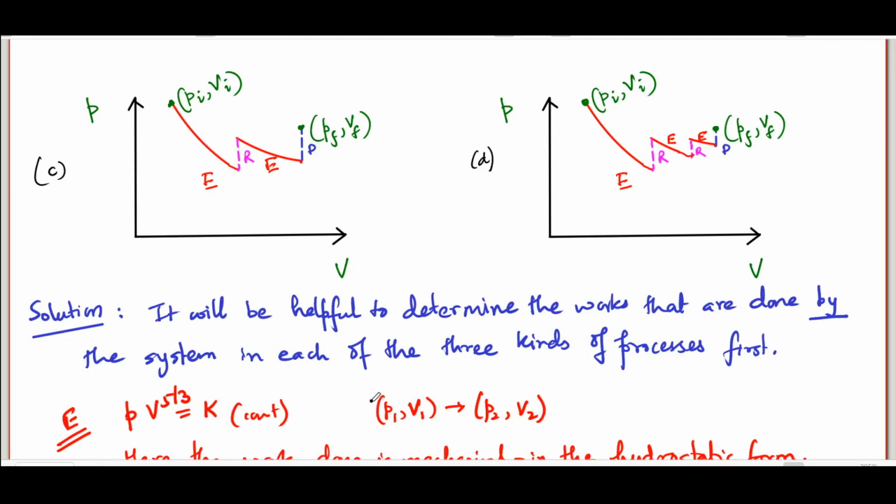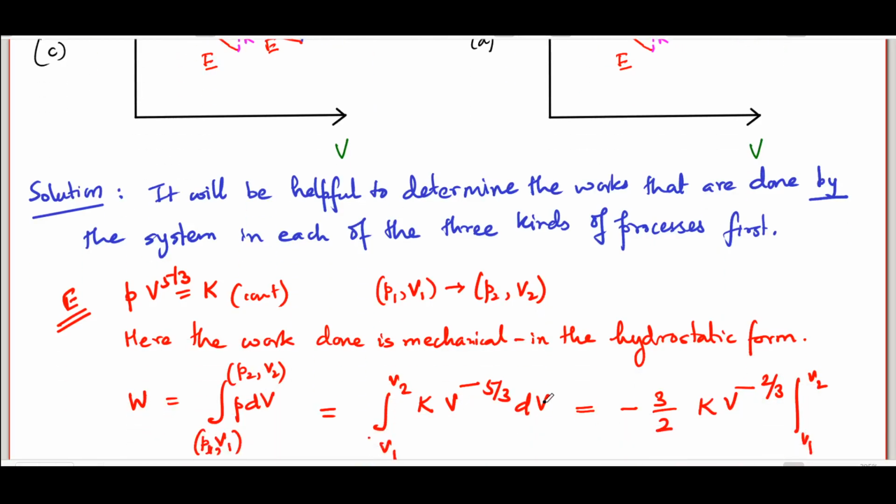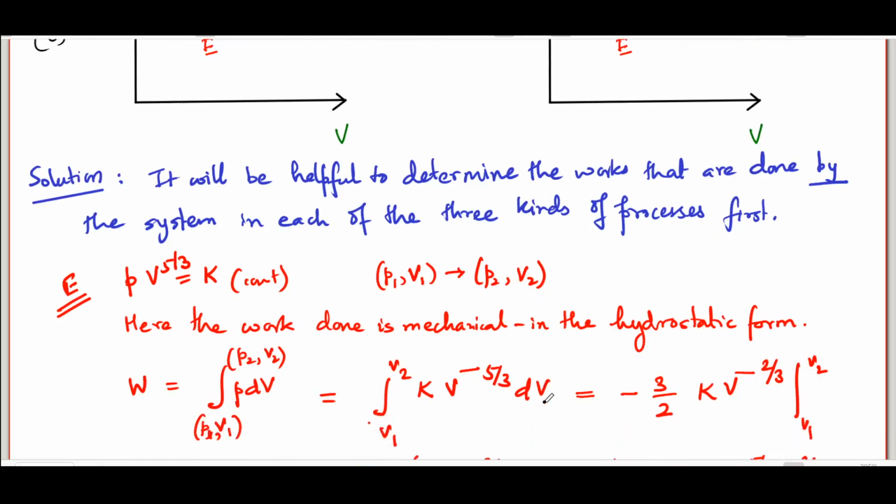Now, if under such a process, the gas expands from an initial state given by P1 V1 to a final state given by P2 V2, then we can easily calculate the work done here because the work done in this case is purely mechanical. The hydrostatic work done is given by the integral of PdV. Note that this is the work done by the gas in the process, and that is what we are actually calculating throughout. So it will be an integral of PdV from P1 V1 to P2 V2.